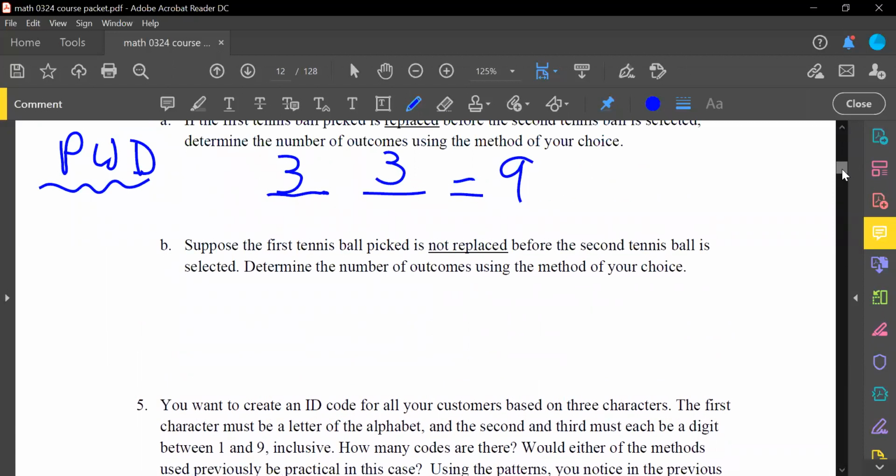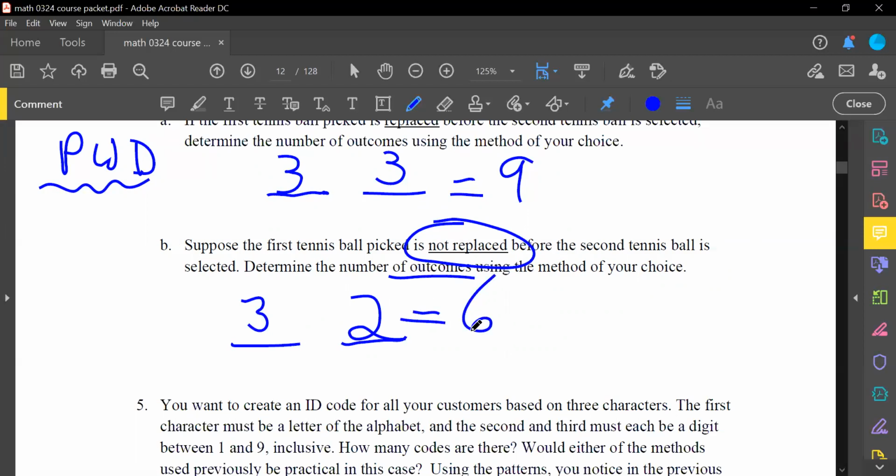All right, so let's do another. Suppose the first tennis ball, and this is important, is not replaced before the second ball is selected. Determine the number of outcomes using the method of your choice. On the first draw, we still have 3 choices, right? Penn, Wilson, or Dunlop. But whatever I pick, I'm not going to put it back in. So on the second draw, I only have 2 balls available. I don't know what they are, but I've only got 2 choices now because one of them was not put back in the bag. So I multiply those together and I get 6. So now there's only 6 outcomes when I don't replace the ball.